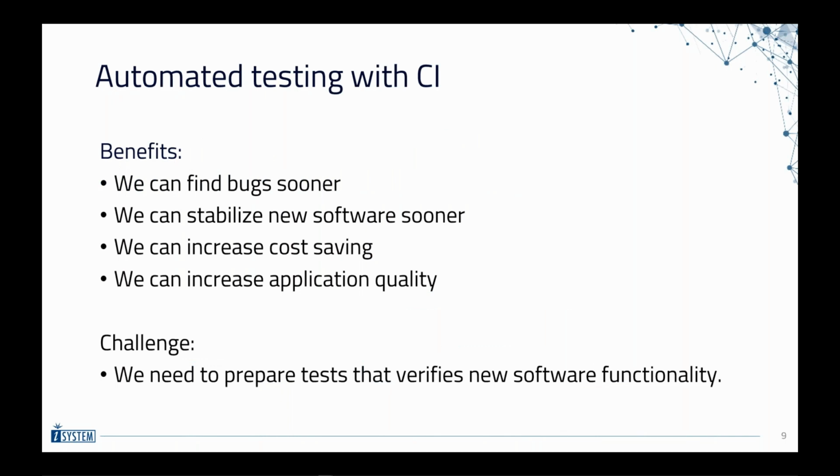With the use of continuous integration, we can find bugs and stabilize new software sooner. All this can increase cost savings and application quality. Automated testing with continuous integration improves the transparency of software development and also developer morale. Besides these benefits, automated testing with continuous integration has a challenge. We need to prepare new tests for testing new software functionality.